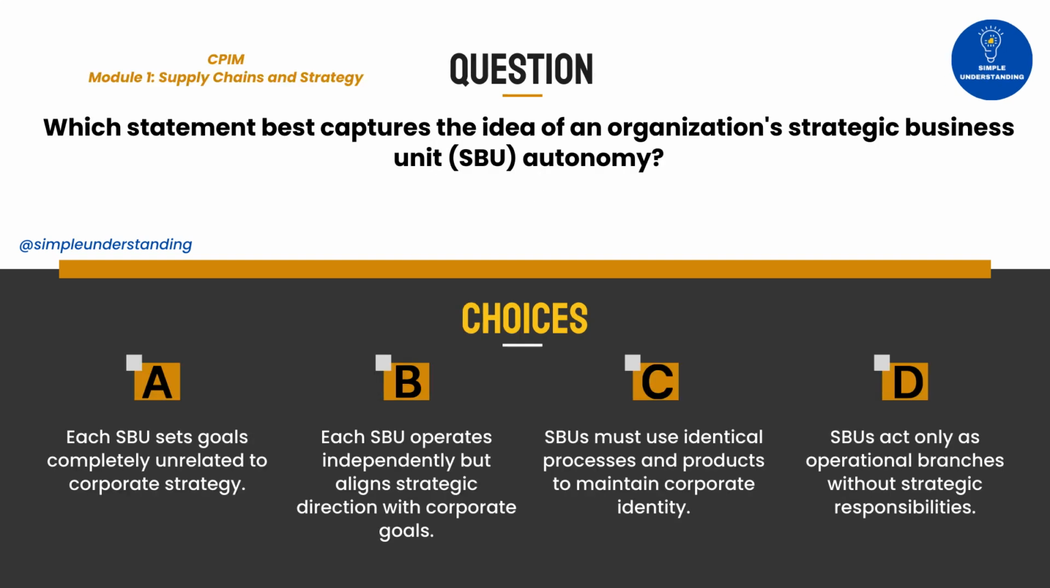Question 26. Which statement best captures the idea of an organization's strategic business unit, SBU, autonomy? A. Each SBU sets goals completely unrelated to corporate strategy. B. Each SBU operates independently but aligns strategic direction with corporate goals. C. SBUs must use identical processes and products to maintain corporate identity.